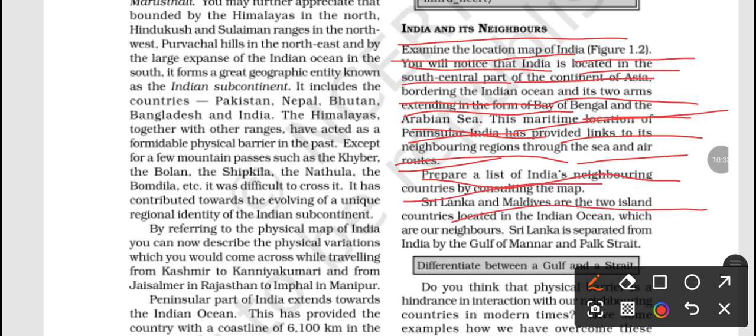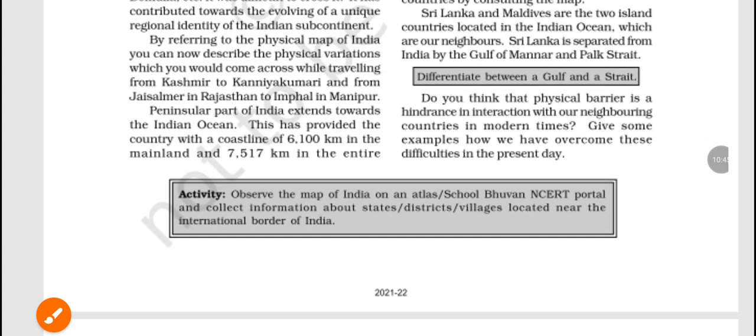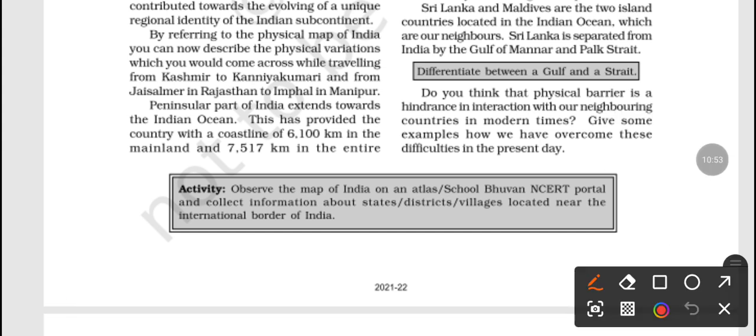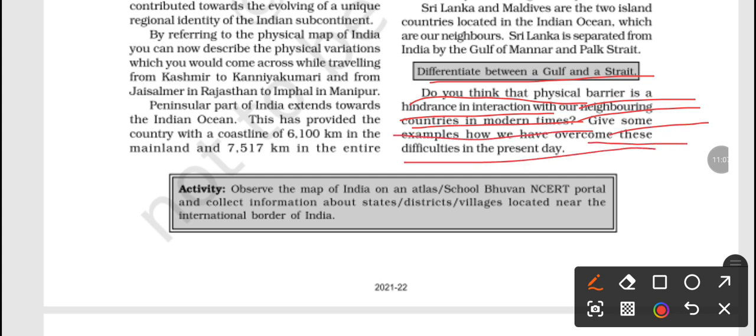Sri Lanka and Maldives are the two island countries located in the Indian Ocean which are our neighbors. Sri Lanka is separated from India by the Gulf of Mannar and the Palk Strait. Differentiate between the Gulf and the Strait. Do you know if the physical barrier is a hindrance in interaction with our neighboring countries in modern times? Give some examples of how we have overcome this difficulty in the present day.